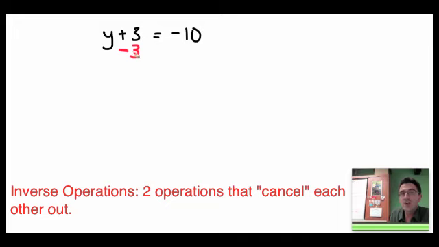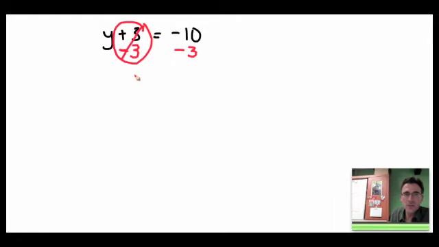Now, to keep our equation balanced, whatever we do on one side, we have to do on the other side. So we'll subtract 3 over here. Positive 3 and negative 3, or adding 3 and subtracting 3, cancel out, which leaves us with just a y on the left. And over here we have negative 10 and negative 3, or negative 10 minus 3, which is negative 13. So our answer appears to be y equals negative 13, but let's just check this like we learned in our previous units.